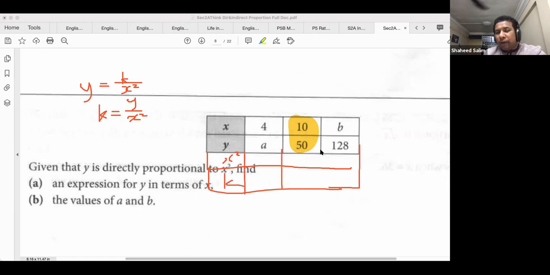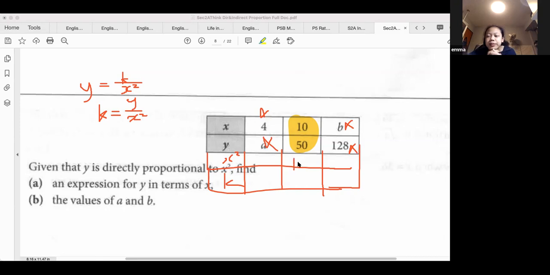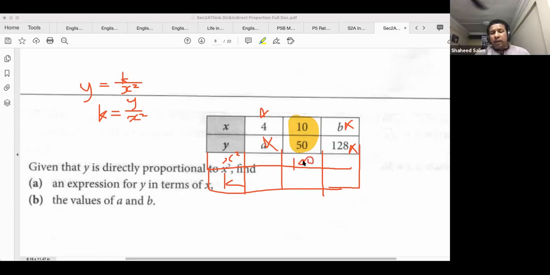We want to find now which one. This one you cannot find because this one a what? How are you going to find k? You cannot use this one. This one you don't know b. You don't know. So can you find what's x squared for this? What's the value of k?